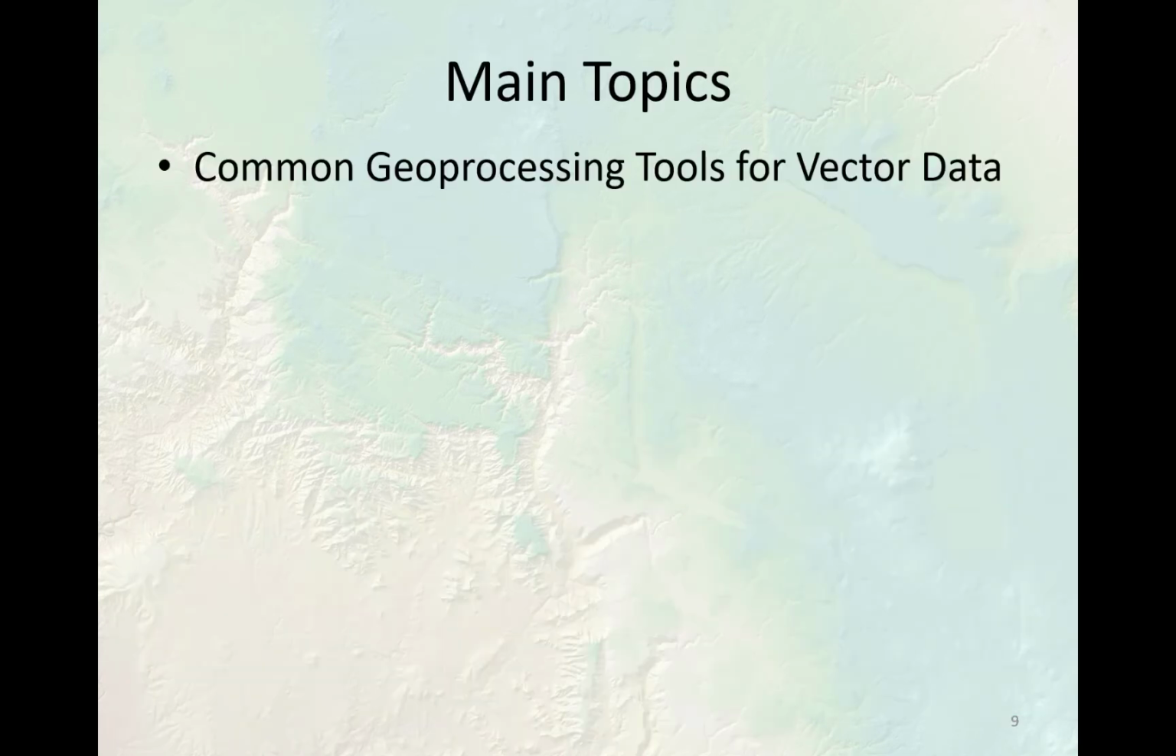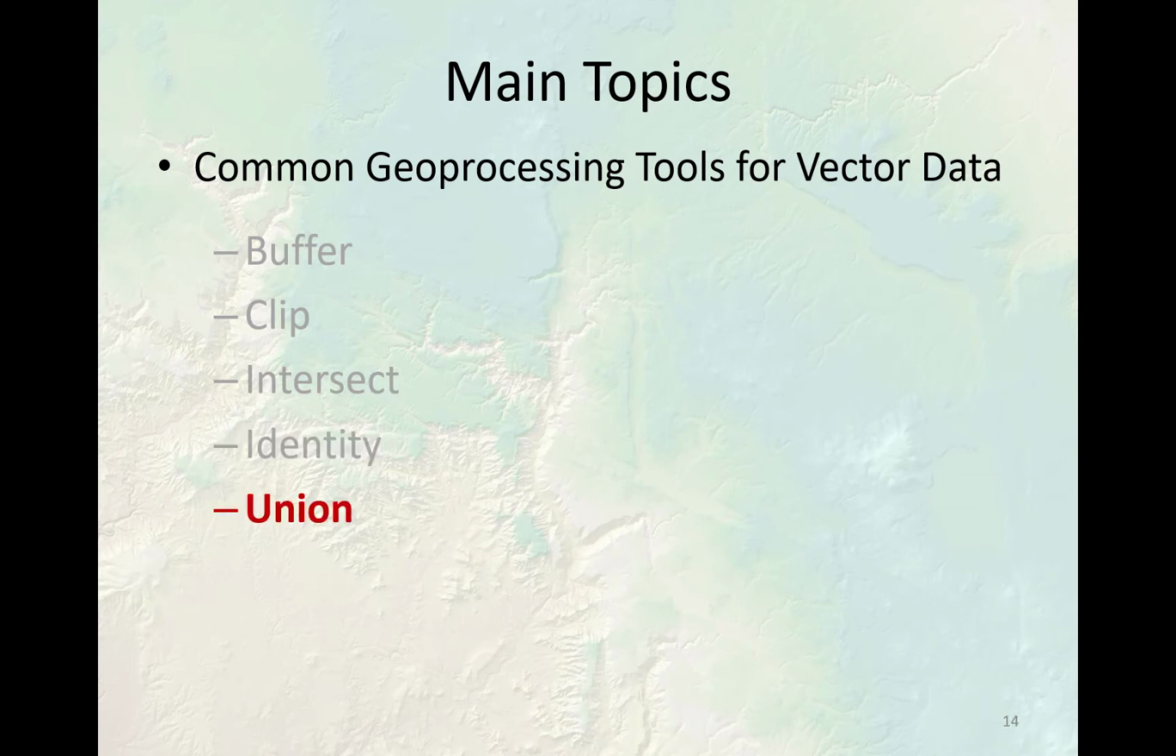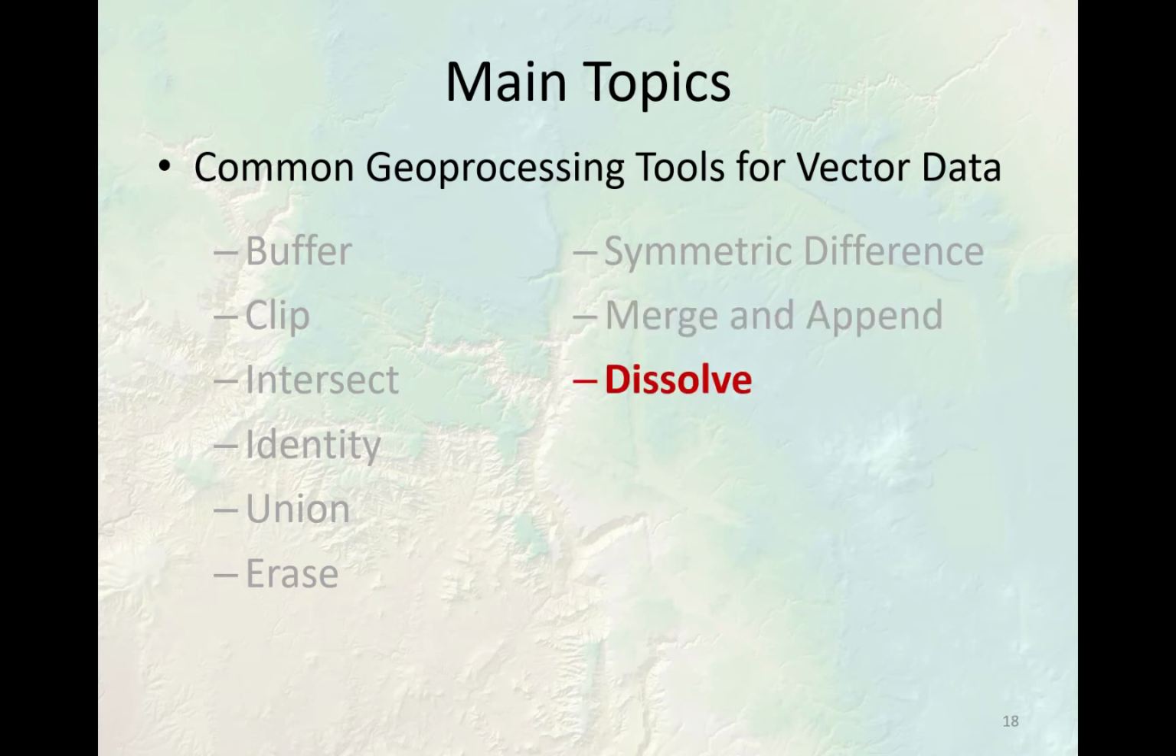Now, in this particular lecture, I showed you there's well over 1,000 geoprocessing tools available. I'm just going to show you some of the most common, basic, and original tools. These vector tools I'm going to show you here go all the way back to the beginning of ArcGIS, back in ArcInfo days in the 70s and 80s. Still popular tools and very useful. So I'm going to explain to you what the buffer tool is, the clip tool, intersect tool, an identity tool, a union tool, an erase, symmetric difference, merge and append, and dissolve.